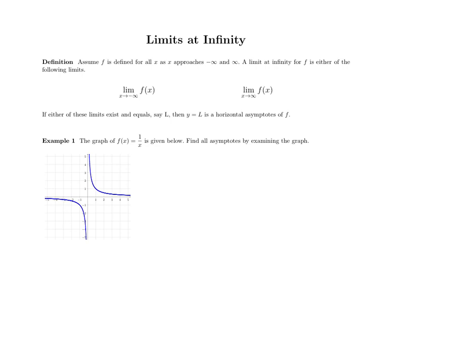In this lesson, we'll define limits at infinity and explain how they relate to graphs of functions. So to start with, the definition. When we say a limit at infinity, we mean the x values in f are approaching either negative or positive infinity. These limits may or may not exist, but if they do exist, and let's say it is equal to L, it'll turn out that y is equal to L is a horizontal asymptote of your function.